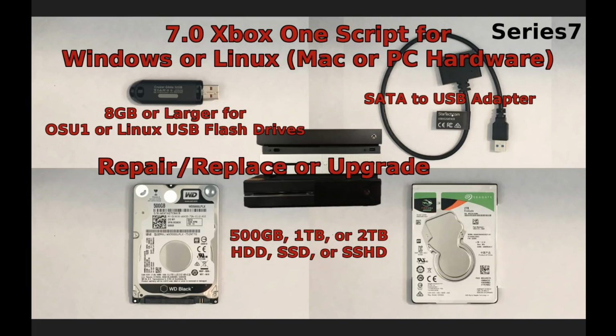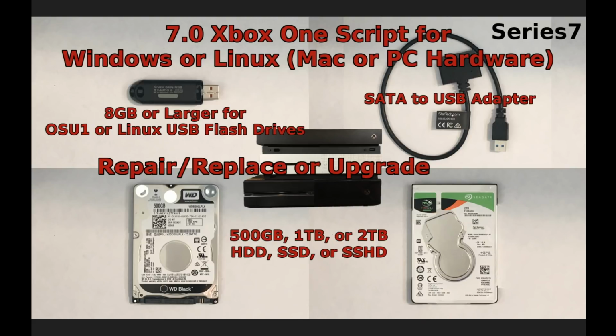First item you'll need is an 8 GB or larger USB flash drive. This is for installing the OSU1, also known as the offline update files for repair or replace situations. Or you can use the USB flash drive as a Linux Live USB flash drive.